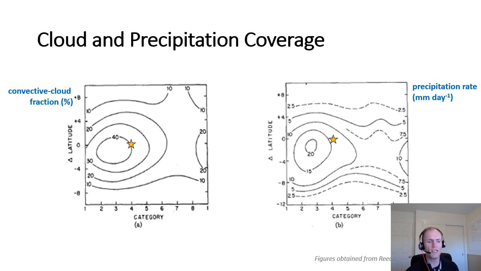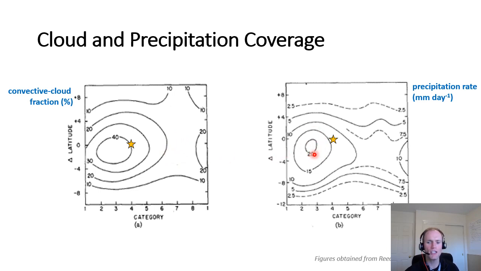We can confirm this by taking a look at cloud and precipitation coverage. Where we have ascent, we would expect to see a greater amount of convection and thus a greater amount of rainfall. And that's exactly what we do see. The convective cloud fraction, how much of the area is covered by thunderstorms, is higher to the west, ahead of the wave, than it is to the east, behind the wave.